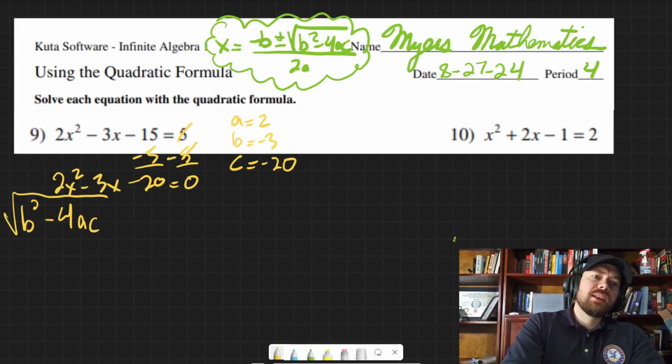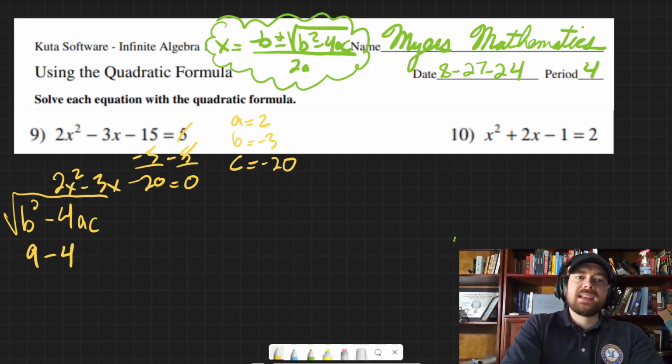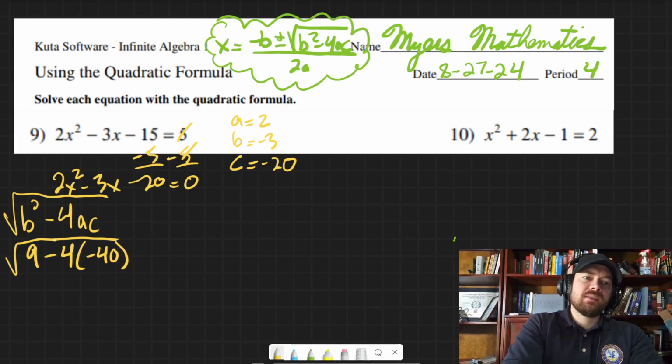So b is negative 3. That's going to be negative 3 squared is 9, minus 4 times a times c. a is 2, c is negative 20. a times c would be negative 40. 4 times 40 is 160. Negative and negative make a positive, so that's going to be 9 plus 160. That's 169. And the square root of that is actually 13.